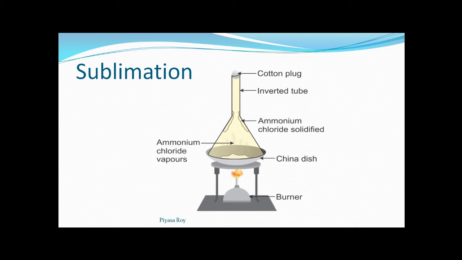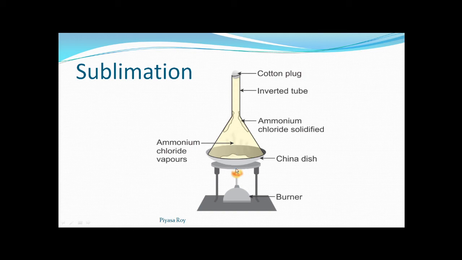If we mix these two, ammonium chloride and sodium chloride together, we cannot separate them through other separation techniques. So here we will use the property of sublimation of ammonium chloride. Ammonium chloride can sublime, but sodium chloride cannot. In this china dish, we will take the mixture of ammonium chloride and sodium chloride and heat it. But before that, we will invert a funnel on the china dish, and put some cotton plug in it so that the ammonium chloride vapor cannot go out of the funnel.